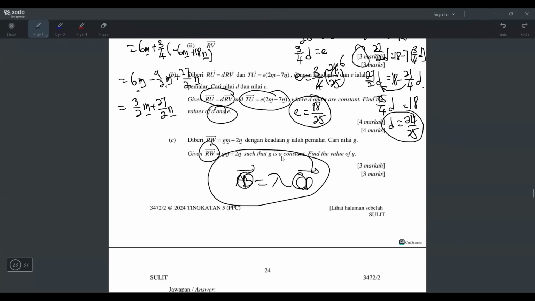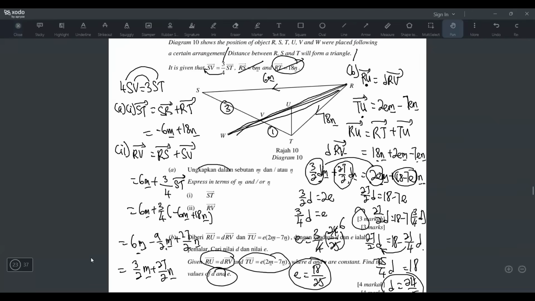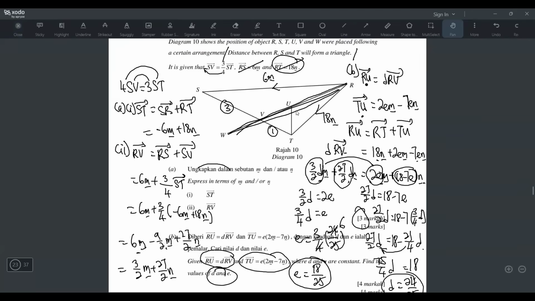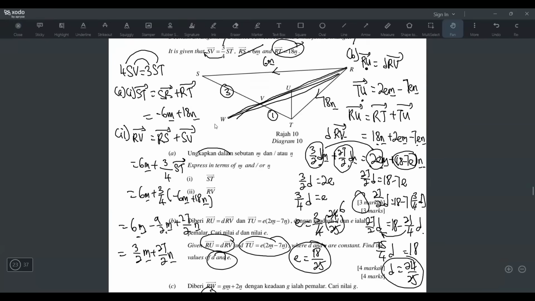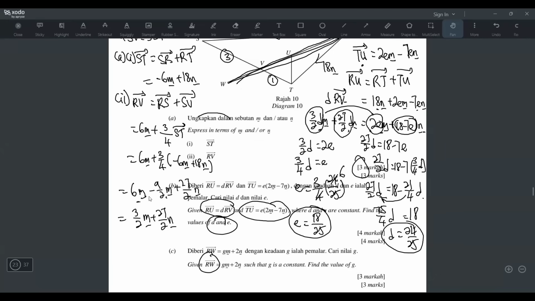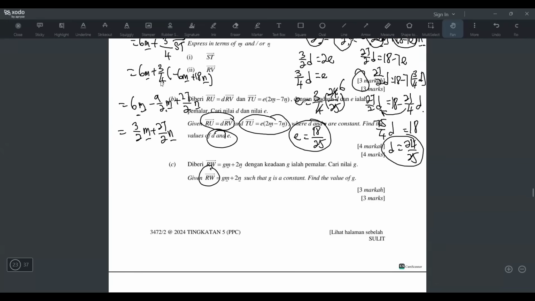Yeah. So this question, you will do it like this, right? So can you name me another vector that is parallel to RW? RU. Yeah, RU is parallel to RW, right? Or you can also say RV. Or you can also say UV, right? But if you are smart, you will take RV because RV you already found just now. So I'll just write RV and 3 over 2n plus 27 over 2n.